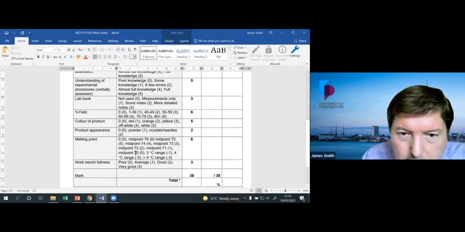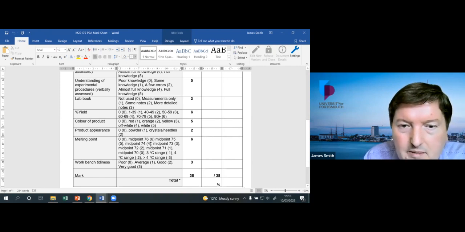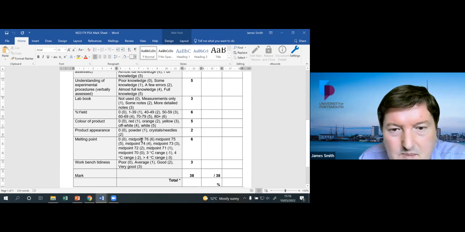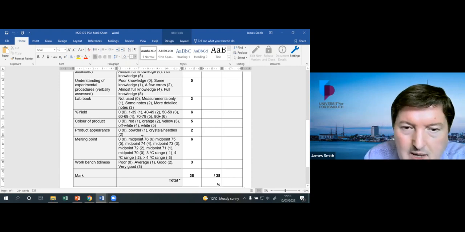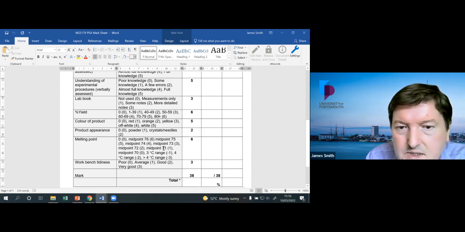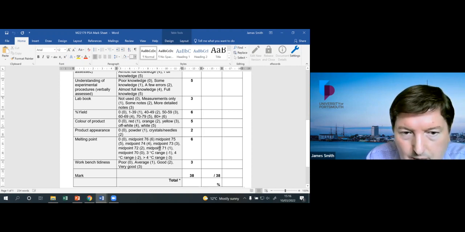So melting point, a measure of purity. The higher the melting point, the purer it is. So you're looking for 76 as the midpoint. Remember, you quote a range, you know, 74 to 78 or whatever. So we're looking for the midpoints of these to get those sort of values. So we'll see how you're doing with that.